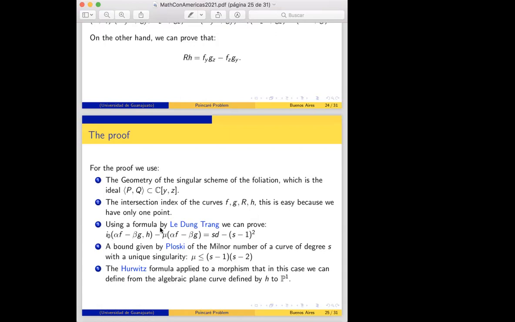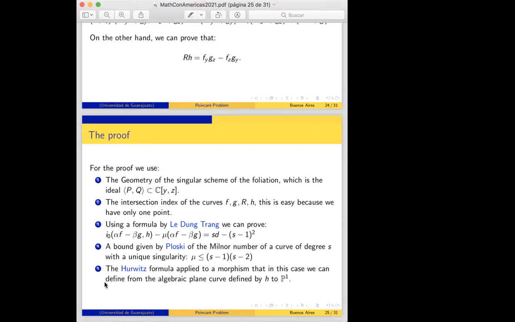Then we use a formula by Lê Dũng Tráng to prove that the intersection index of the fiber with H minus the Milnor number of the fiber at the point is equal to sd minus (s minus 1) squared. We use also a bound of the Milnor number of a curve of degree s with a unique singularity. The Milnor number is less or equal than (s minus 1) times (s minus 2).